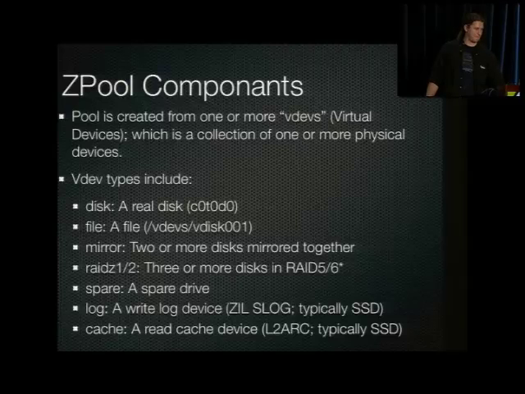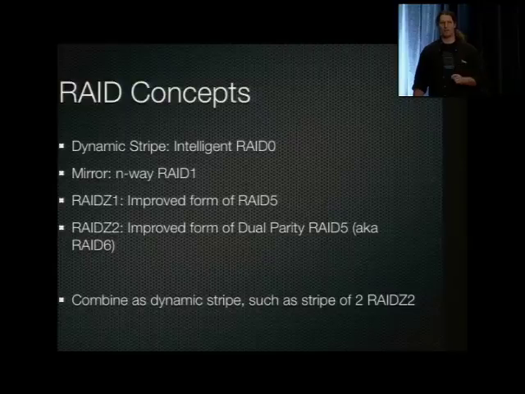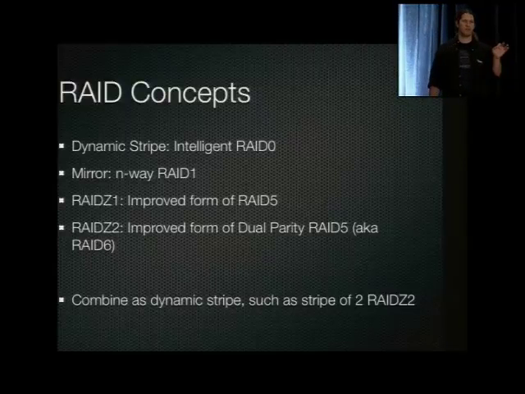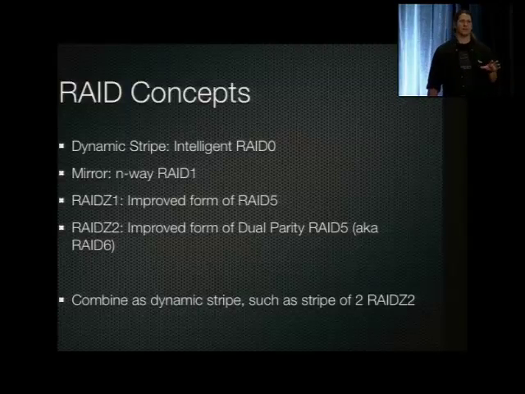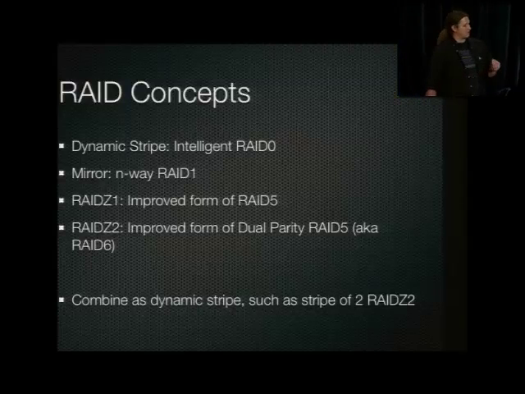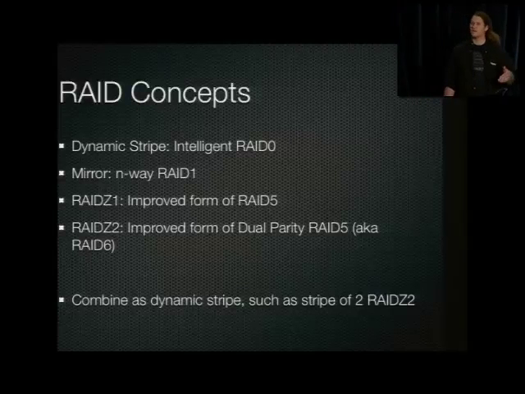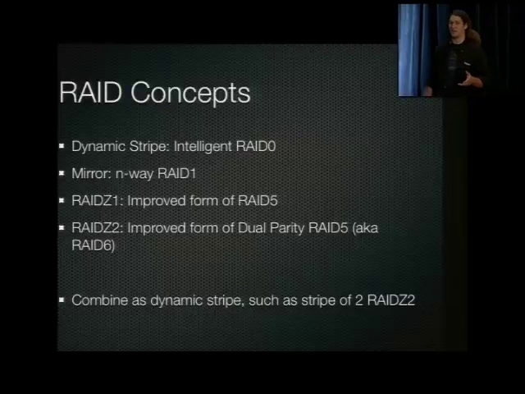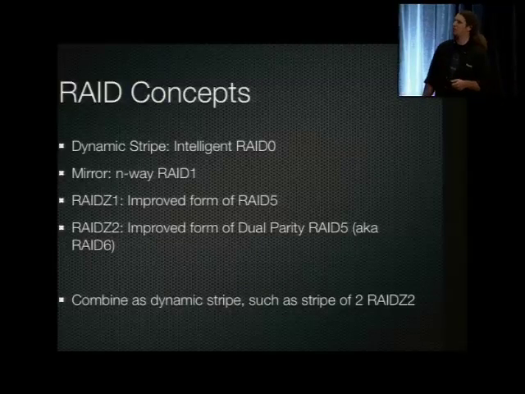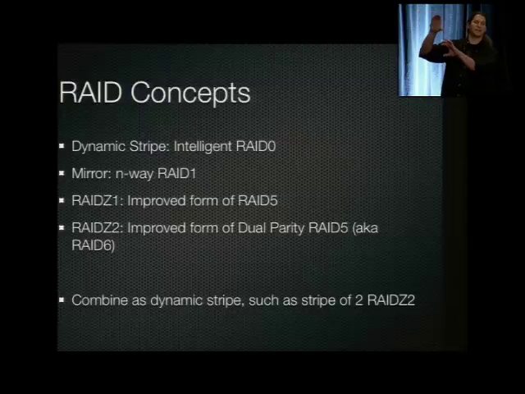So, RAID concepts. Dynamic stripe. This is the fundamental way. If you don't specify mirrors or RAID Z, you're going to be doing a dynamic stripe. It's an intelligent RAID 0 essentially. Then we have mirrors, which is an N-way RAID 1. RAID Z1, an improved form of RAID 5. RAID Z2, an improved form of dual parity RAID 5. And you can combine these together using dynamic stripe. So if you wanted to create two RAID Zs, they would be dynamically striped together.